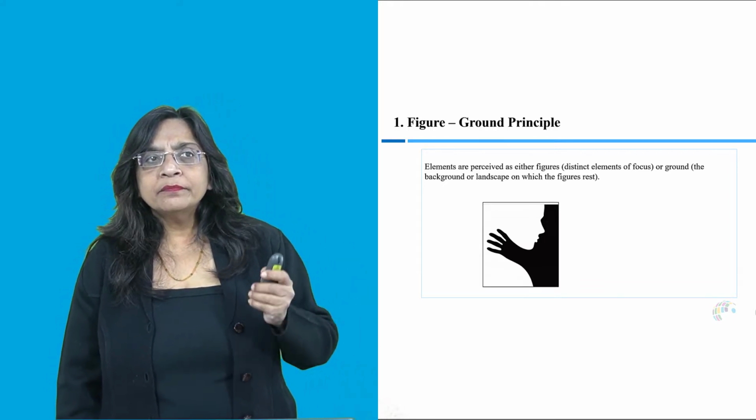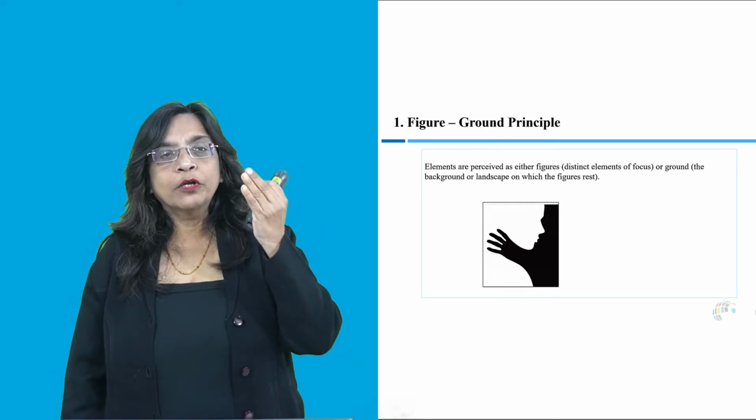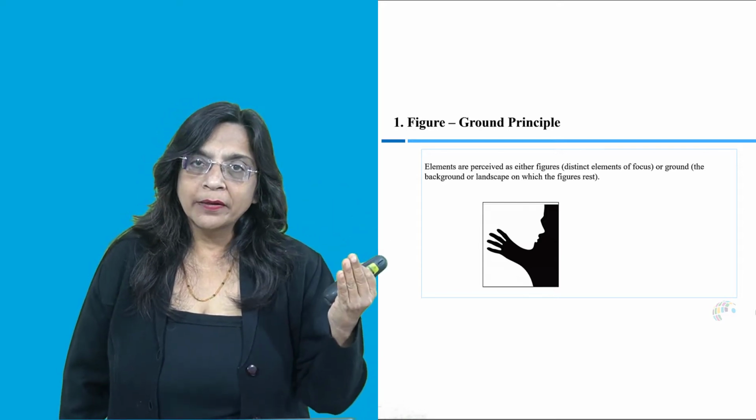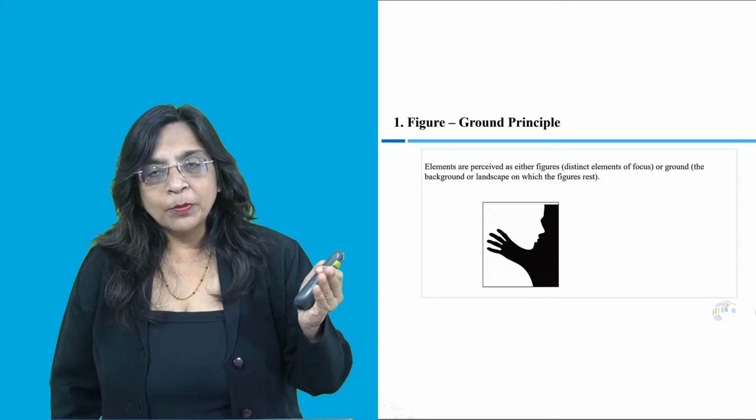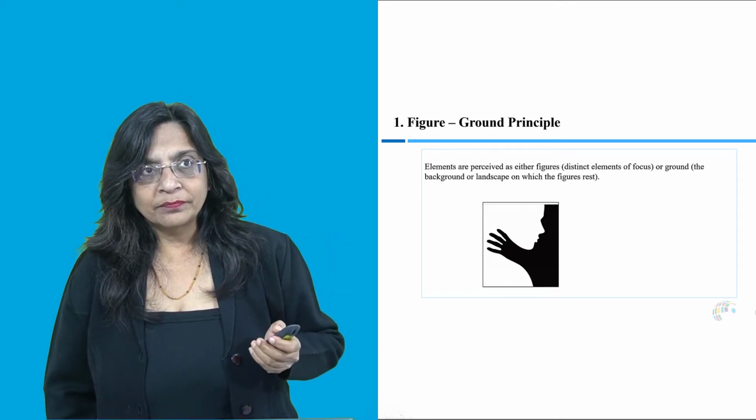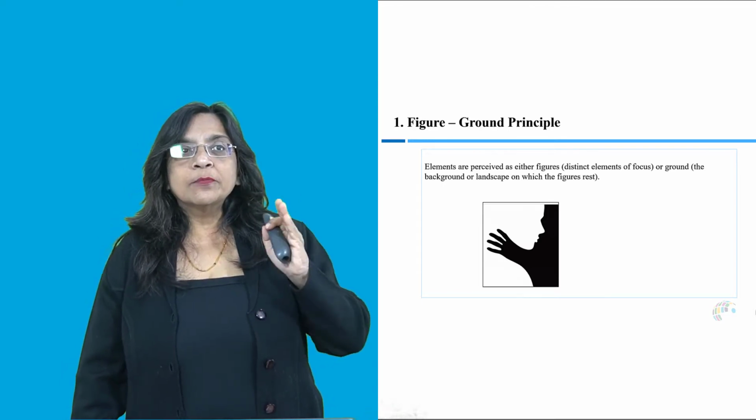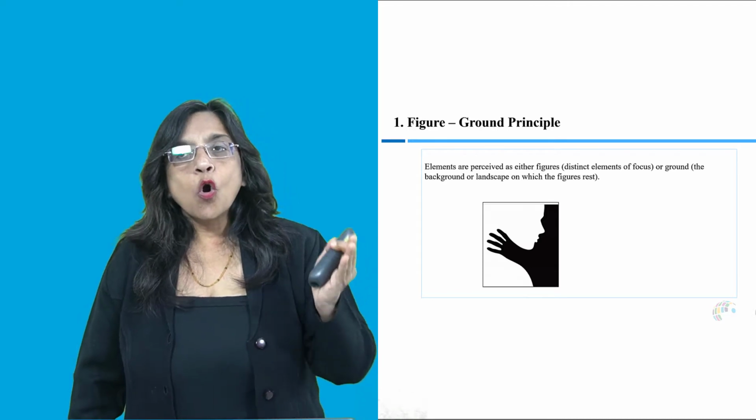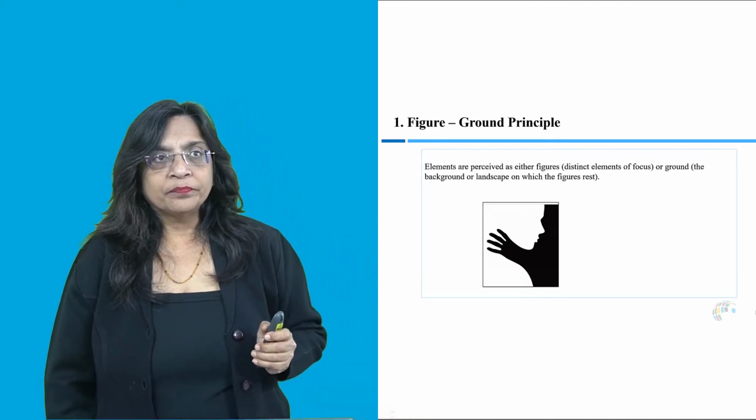Well, one part becomes the background. If I'm focusing on the hand, then the white part becomes the background. If I'm focusing on the black part, the face becomes the background. So as I said, these are different elements which are perceived as either ground, which is the background, or what is in front, which is the foreground.